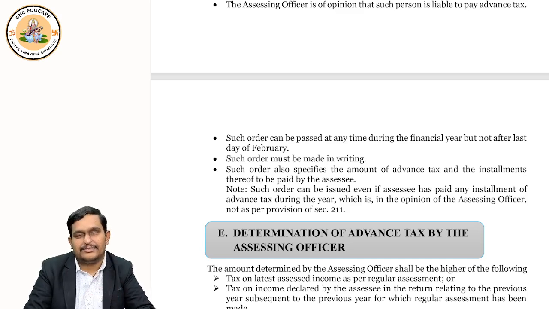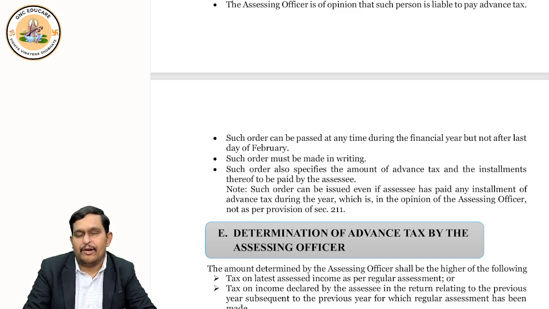Now, first thing, to send a notice, a regular assessment should have been done earlier. Second, there should be an advance tax liability which the assessing officer computed. Third, the notice should be served before February 28th, 2025. And last, the installments of advance tax should be computed, and in writing the assessing officer should serve a notice to the assessee to please pay the advance tax. So the regular assessment should have been done, advance tax liability should be there, and the notice must be in writing before 28th February, computing the installments also.